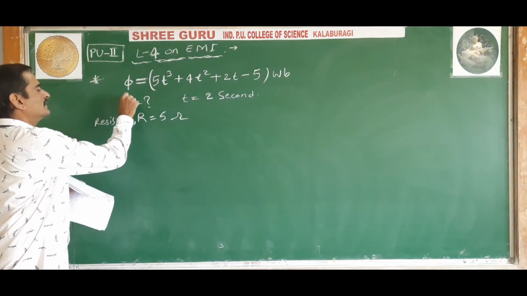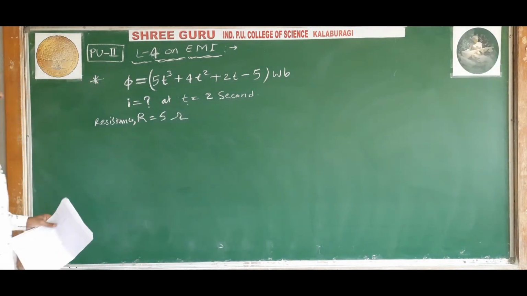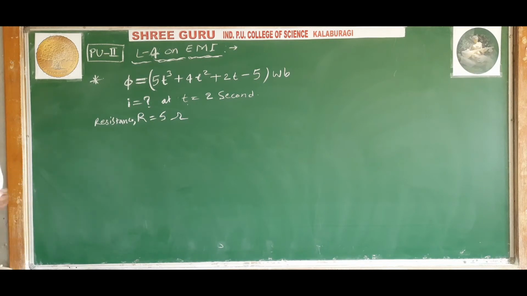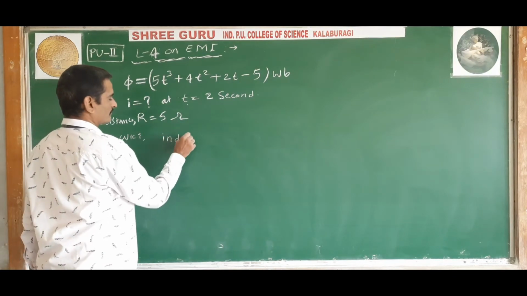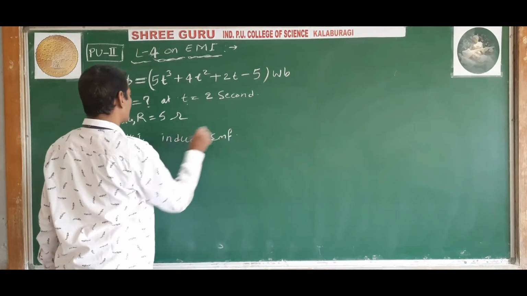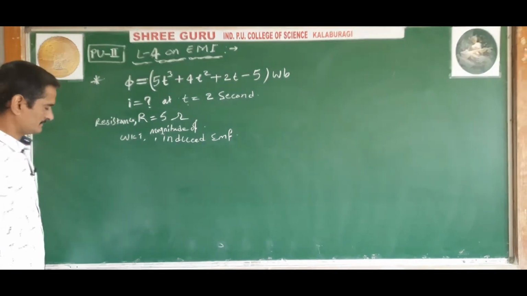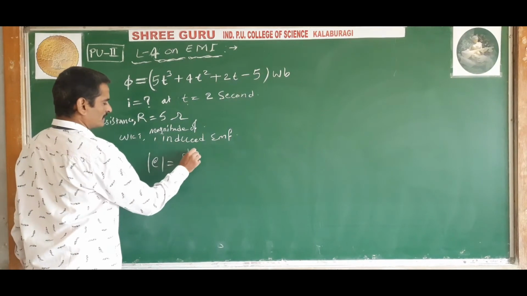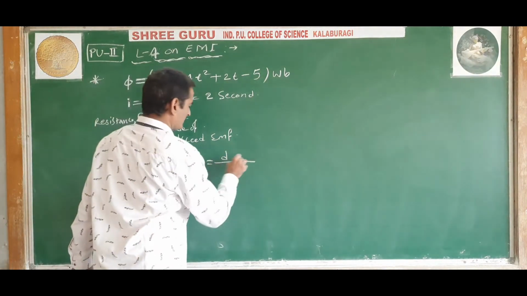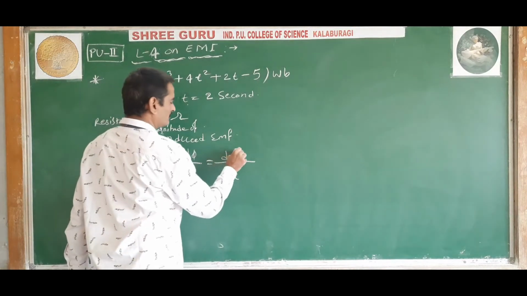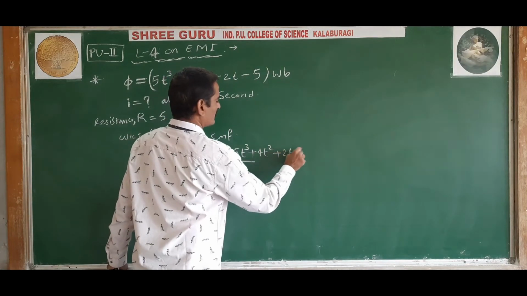Then we have to find out the induced current, if at a time t is equal to 2 seconds, the resistance of the coil is 5 ohm. Okay, see here, so simple. We know that the magnitude of induced EMF is given by E is equal to d phi by dt. That is differentiation of phi, where phi is 5t cube plus 4t square plus 2t minus 5.